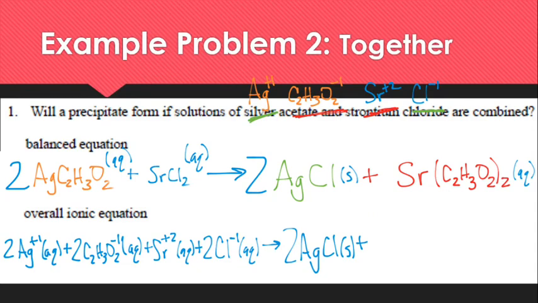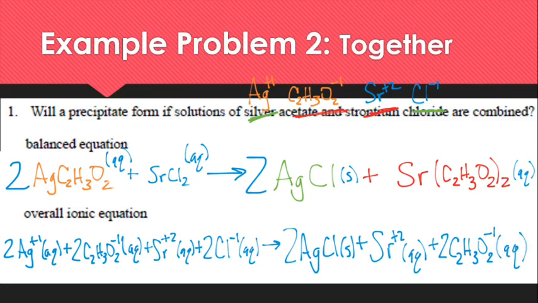I've got one more aqueous thing to go. So I've got this strontium with its +2 charge. That's aqueous. And then there's 2 acetates there. So 2 of these acetates with their -1 charge and that aqueous. So there we go. That's our overall ionic equation.